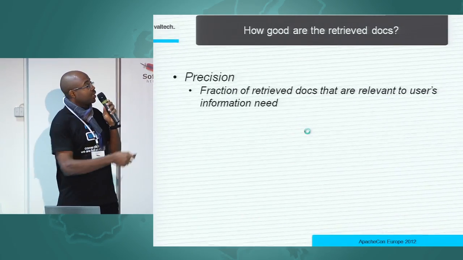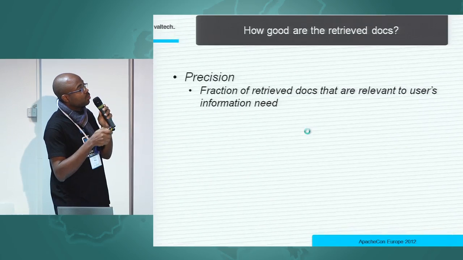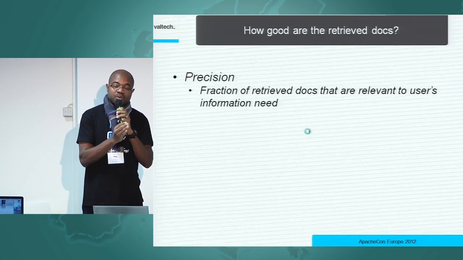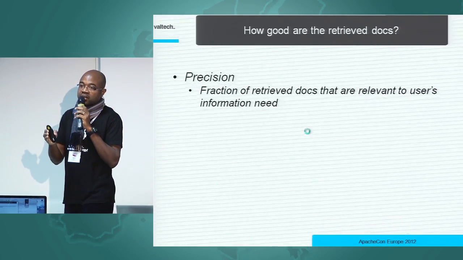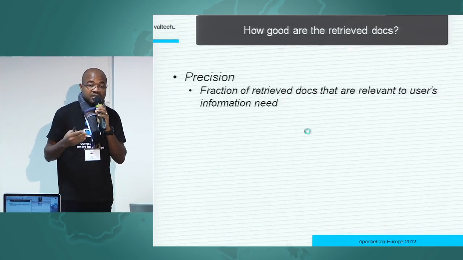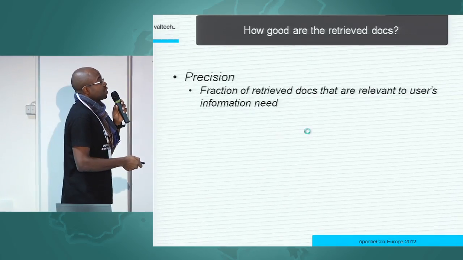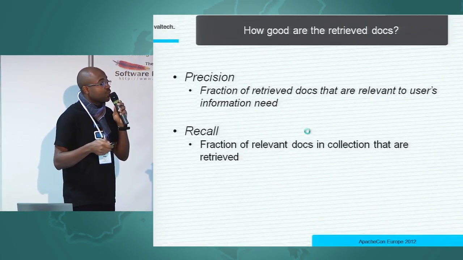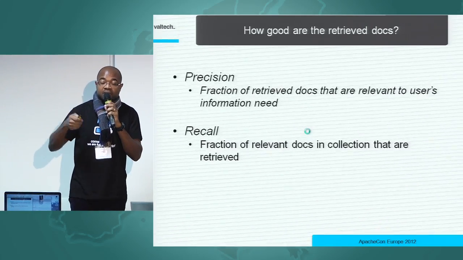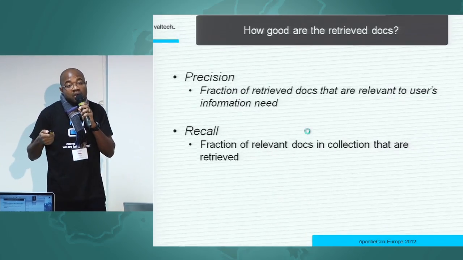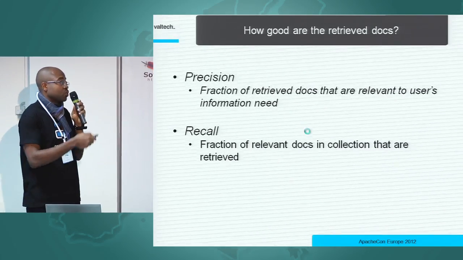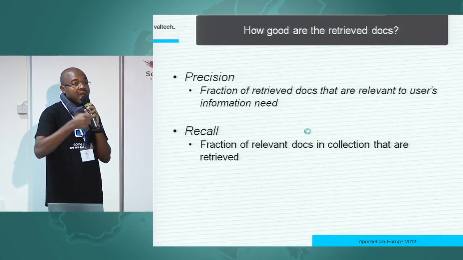There are particularly two measures. The precision, that is the fraction of retrieved documents that are relevant to the user's information need. You send 10 results to a user, and he finds that 8 results are relevant. So you have 80% relevancy over the 10 results. That's the precision. And the second measure is the recall. That's the fraction of relevant documents in the collection that are retrieved. So you may have 1,000 relevant documents in the collection, but the user is not going to consume those 1,000 results. So you should take a good trade-off between precision and recall.